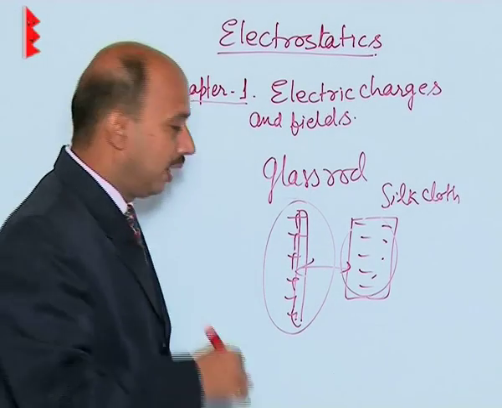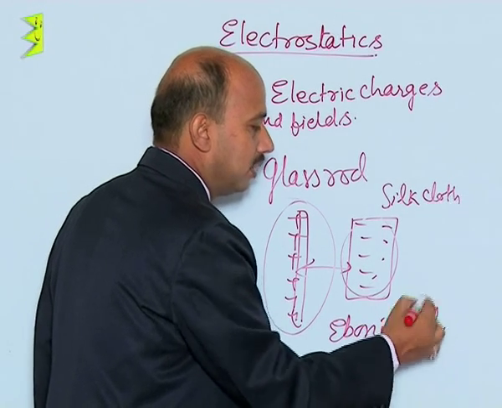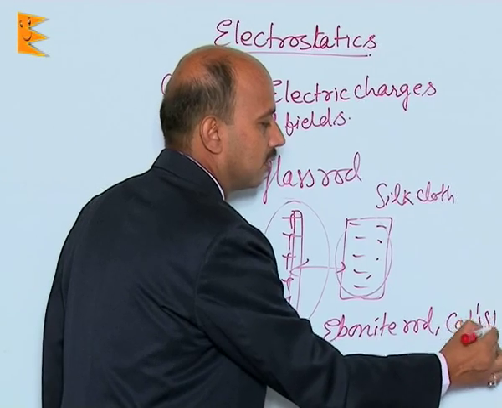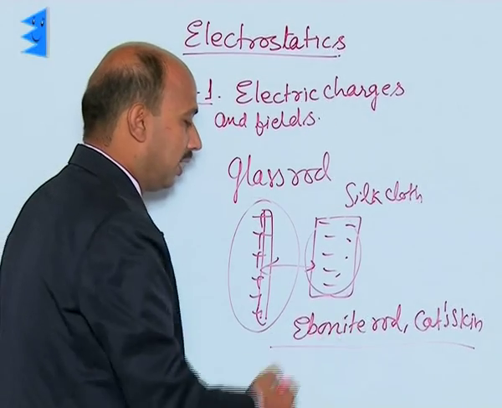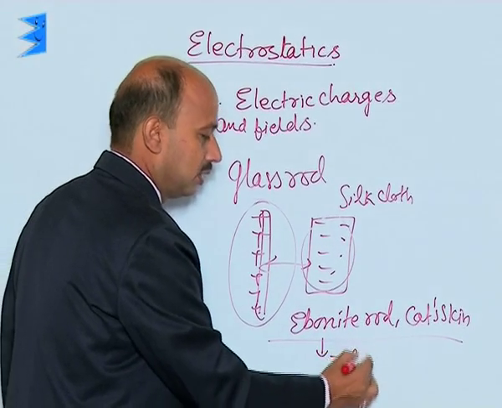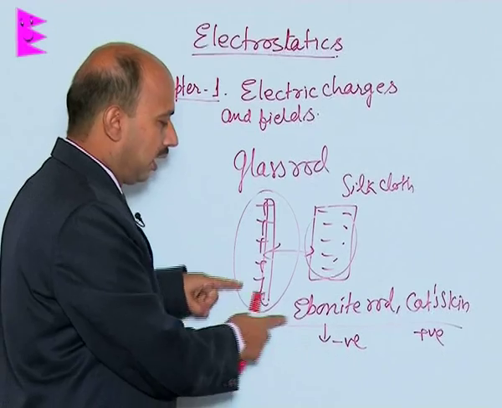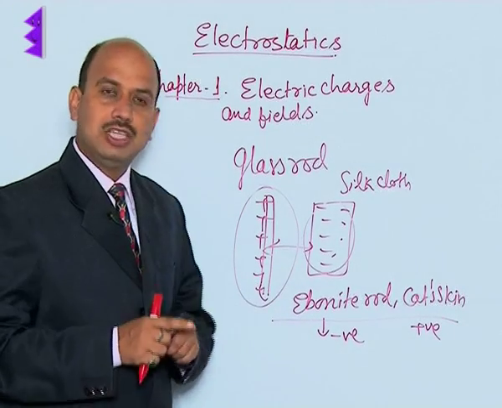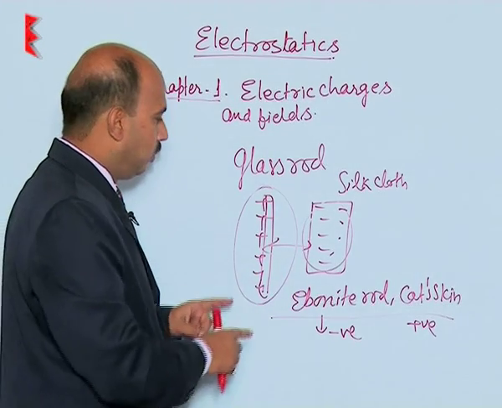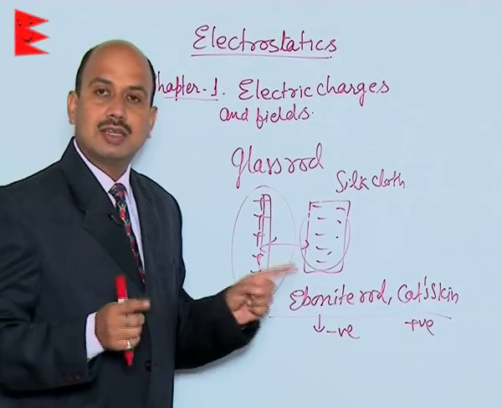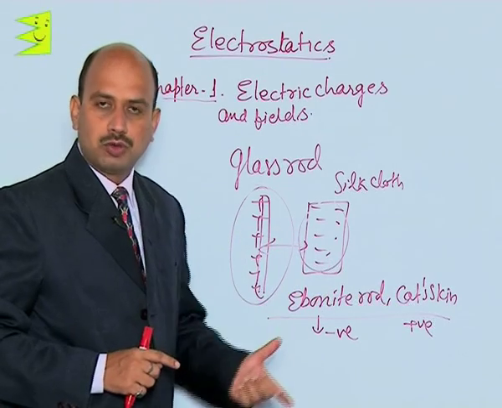Similarly, when you take an ebonite rod and a cat's skin and rub these two, the ebonite rod attains negative charge and the cat's skin attains positive charge. When an ebonite rod and a glass rod are brought together, they attract each other, and when you bring an ebonite rod and silk cloth, they repel each other. Similarly, when you bring together a glass rod and cat's skin, they attract each other. And glass rod and cat's skin repel each other because both are positive.